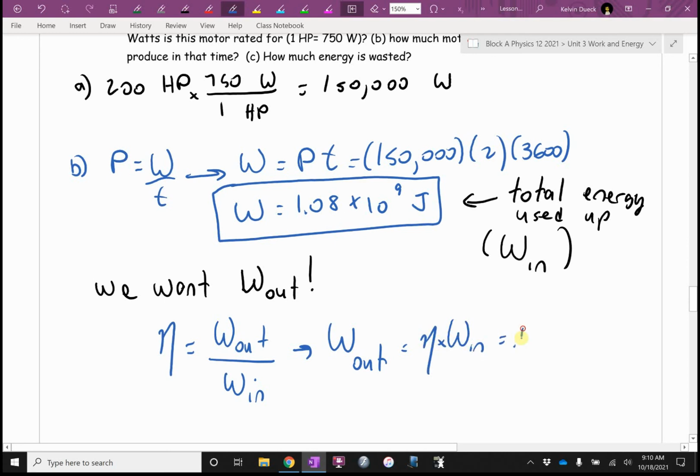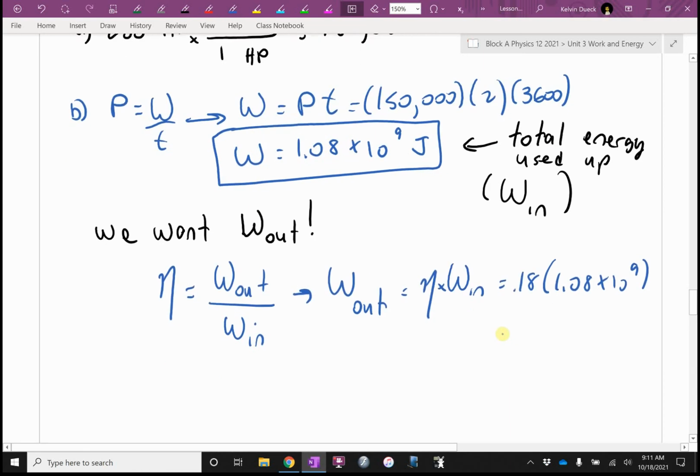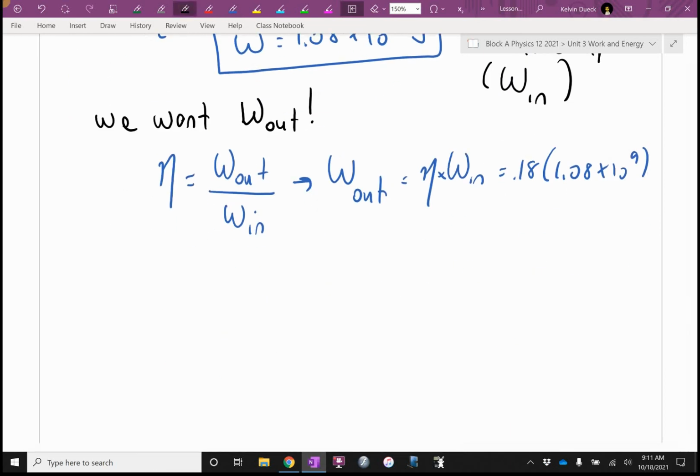It's going to be 0.18 times 1.08 times 10 to the 9th. So times 0.18, and I get 1.944. The work that we get out is 1.944 times 10 to the 1, 2, 3, 4, 5, 6, 7, 8 joules.